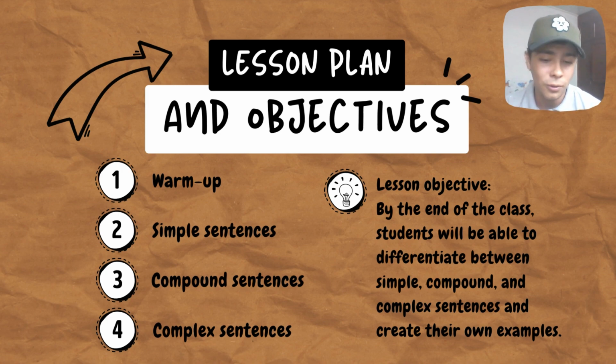So remember this, be very attentive, because this is the lesson objective. This is what you are supposed to be able to do at the end of the lesson. It says: by the end of the class, the students will be able to differentiate between simple, compound, and complex sentences, and, of course, to give some examples of these sentences.